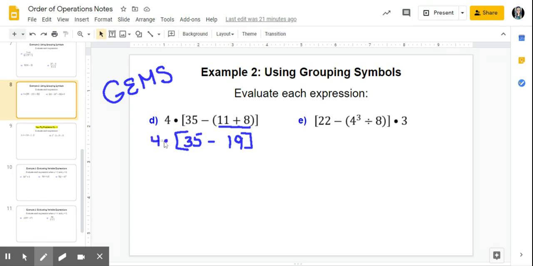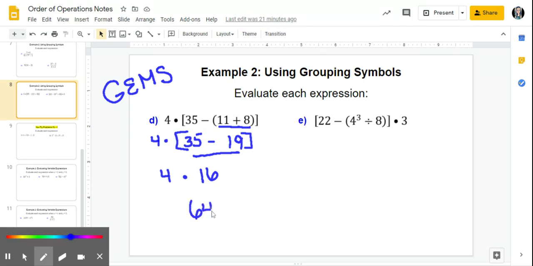So I took care of one grouping symbol. The parentheses are done. Now I need to worry about the brackets. So now inside the brackets, I have this 35 minus 19. I need to take care of that. That gives me 16. Drop down that times 4. Finish the problem. 16 times 4 just gives me 64.